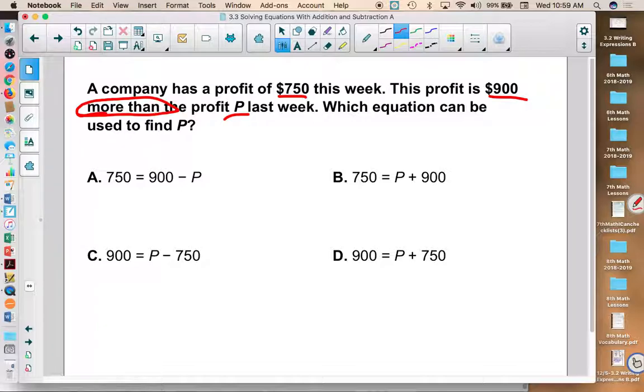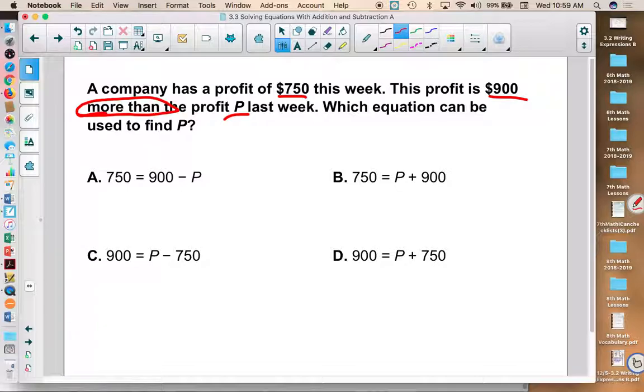Okay. If the profit this week is 750, and that is 900 more than last week, which equation is going to be used to find it? Me, I look at it and I go, well, forget all those A, B, C, D, because that confuses me. I want to write my own equation and then just see what happens. See if it matches anything.